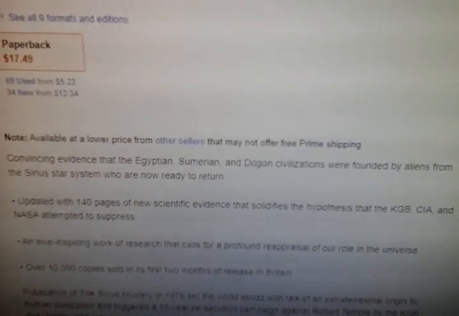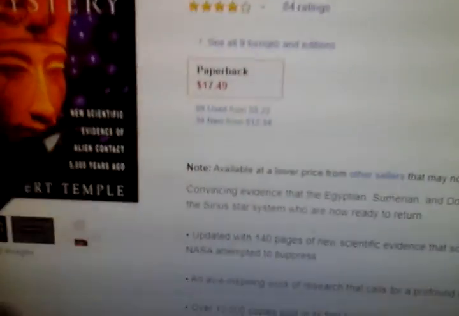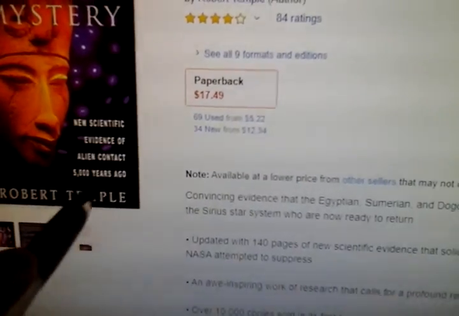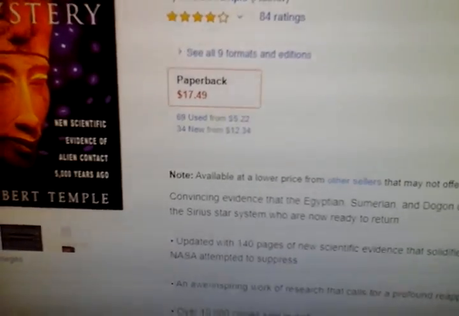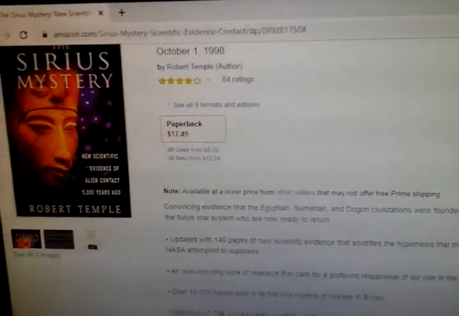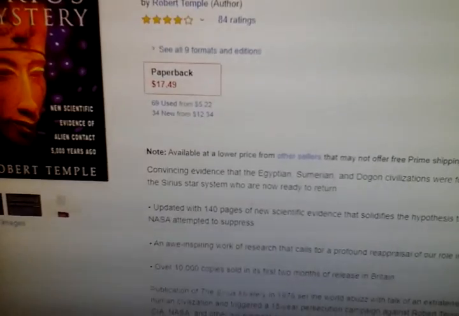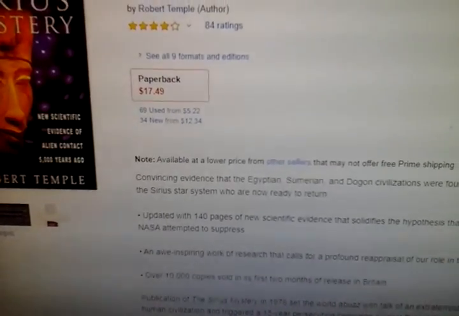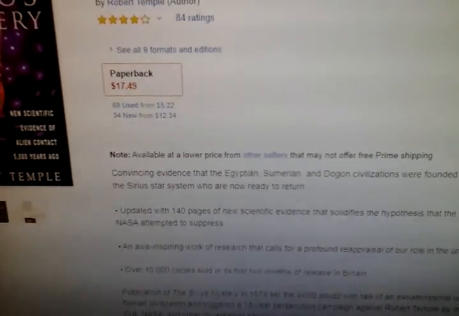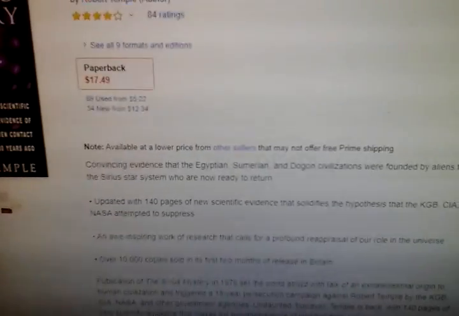So, it can't be white people they're talking about. They said new scientific evidence of alien contact 5,000 years ago. Who are the aliens? Black people, you are the aliens. So what do you expect is going to come back? An older version of yourself. Now how are you going to debunk this? You can't.